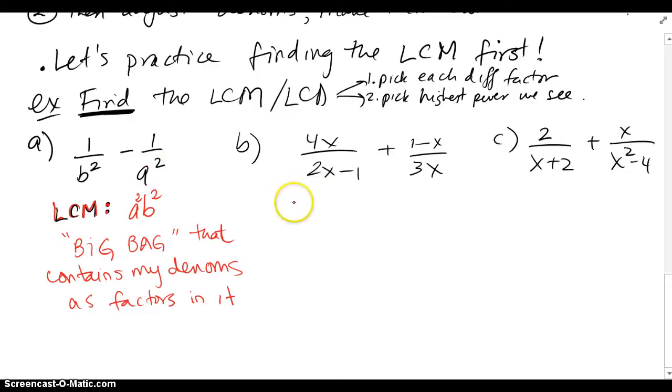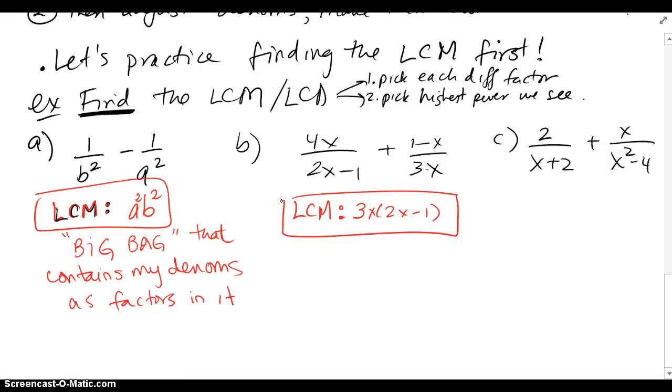Let's go to part B, LCM. Well, I see this 2x minus 1 that I can't factor any further, so I keep that as a factor that I see. I see this 3 times x, so I pick the 3 as one factor and the x as another factor. And all of these factors have degree 1. Exponent 1, exponent 1, and this 2 has exponent 1. So I've picked each different factor I see, and I've picked the highest exponent. I'm basically done with finding the LCM. So basically all the factors I saw, I just picked them from the denominator.